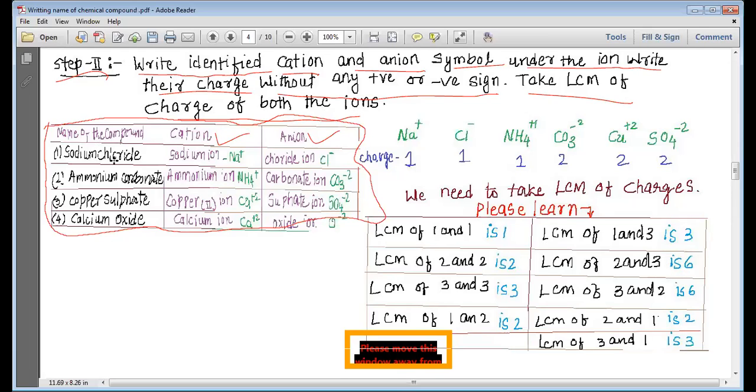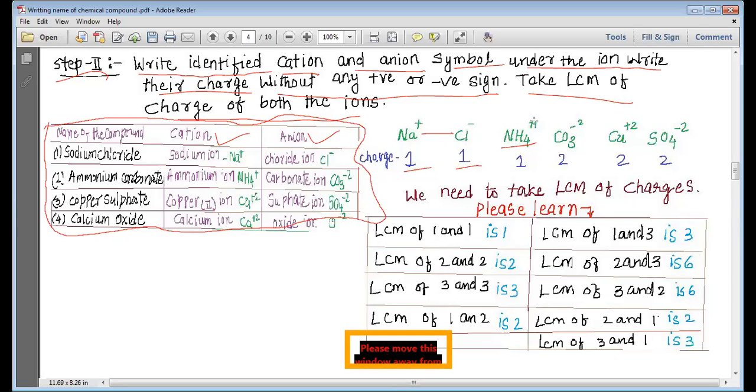For example, in sodium chloride, we have the positive ion Na plus, negative ion Cl minus. Under that, we write the charge present in the ion. For example, Na plus, that means plus 1 charge, Cl minus, that is minus 1 charge. But without putting the positive or negative sign, we should just write the charge under the ions.